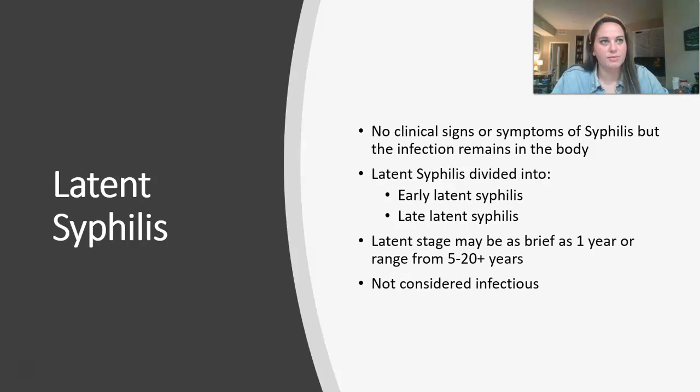So after secondary syphilis, latency begins, after primary and secondary symptoms have subsided. But the infection is still in the body, replicating slowly, and it's divided into early latent syphilis, from the time of infection to about 2 years, and late latent syphilis, which is 2 or more years. The latent stage can be as brief as 1 year, or it can range from 5 to 20 or more years. And a person is considered non-infectious during this time, but it can be transferred congenitally.